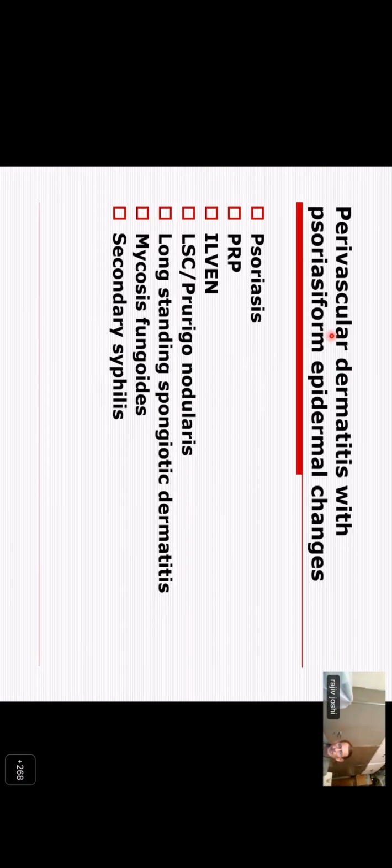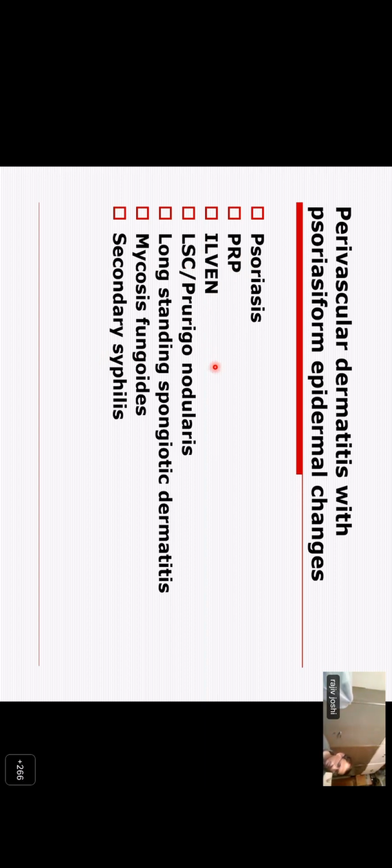And the psoriasiform pattern can have many diseases, or many diseases can give rise to the same pattern. The prototype, of course, is psoriasis, but pityriasis rubra pilaris, ILVEN, which is inflammatory linear verrucous epidermal nevus, prurigo nodularis, long-standing, as well as mycosis fungoides and secondary syphilis. So if you notice, this group of diseases has varied etiology. You have a malignancy, you have an infection, you have autoimmune diseases, you have frictional diseases. So etiologically, different diseases can give the same pattern.